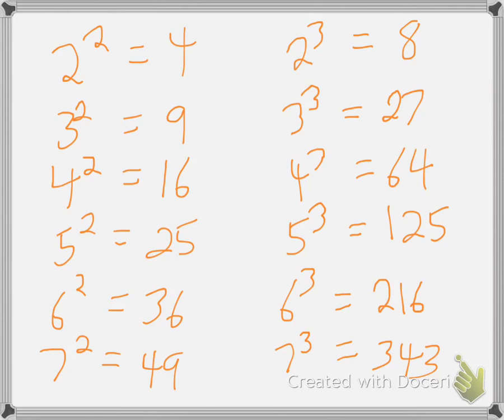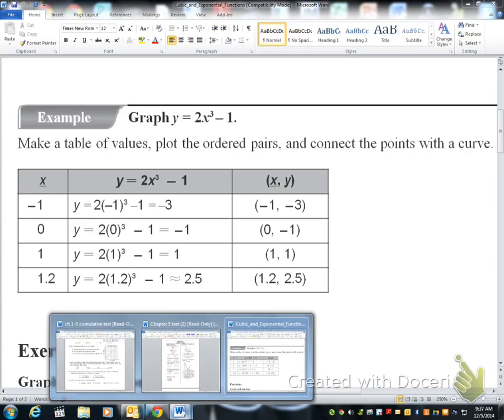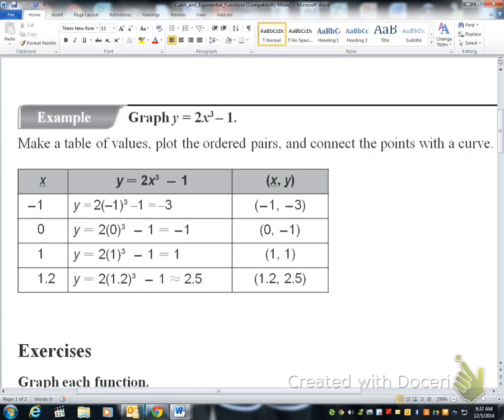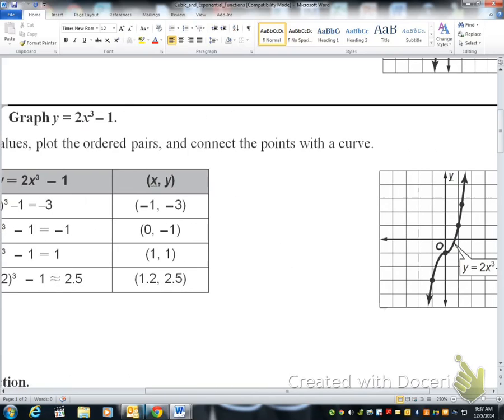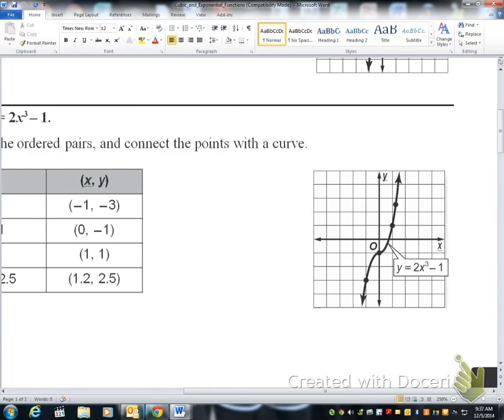Again, you can pick, just make sure you pick things on either side of 0, because our graph's going to be centered around 0, so we need to know what's going on the right-hand side and what's going on the left-hand side. Okay? So let's go back to this. All right, so once we have our points, then we're going to graph them.